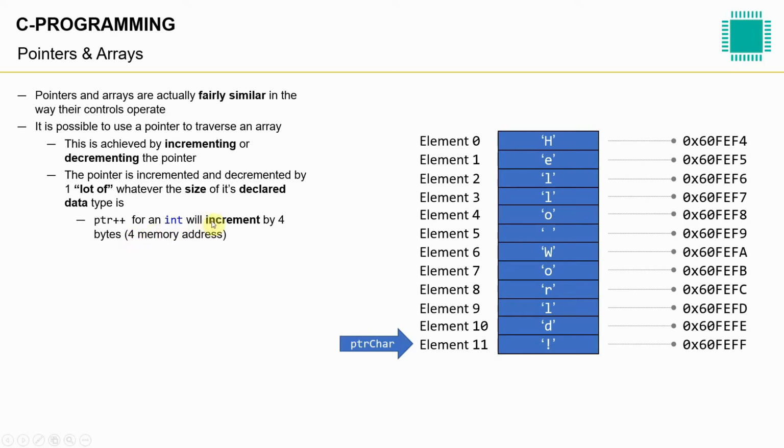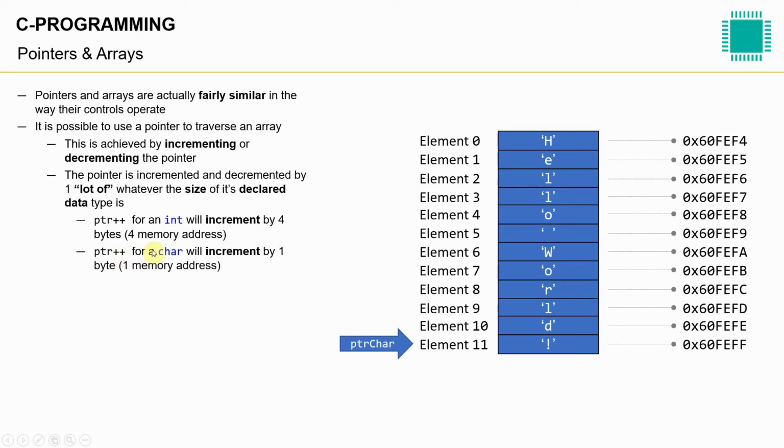And the reason why it would increment by 4 bytes for an integer is because 4 times 8 equals 32, so 4 bytes times 8 bits per byte equals 32 bits. And remember, an integer in my system is 4 bytes or 32 bits, because my system is a 32-bit system. And therefore this is why the pointer would increment by 4 memory addresses.